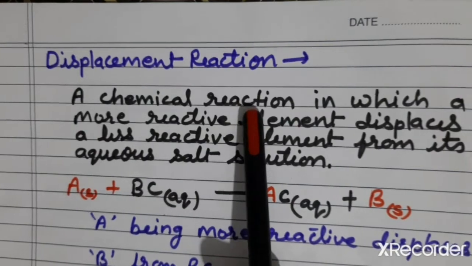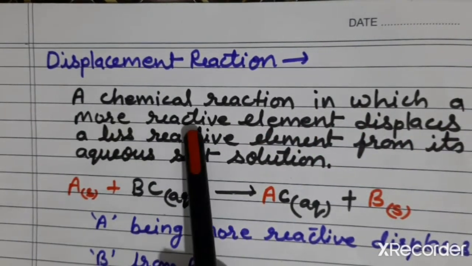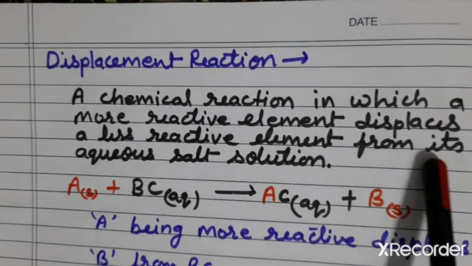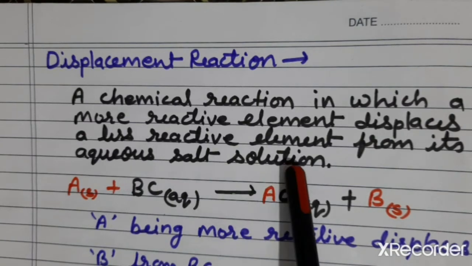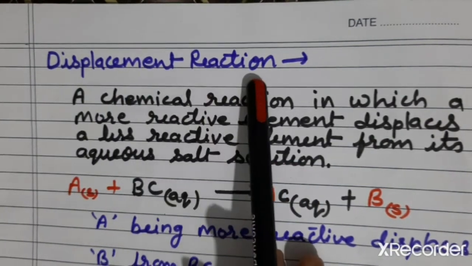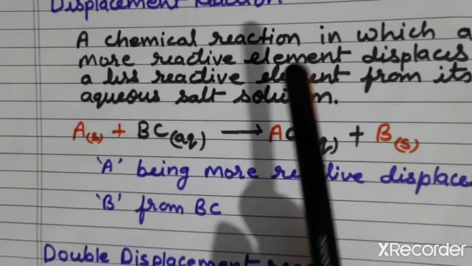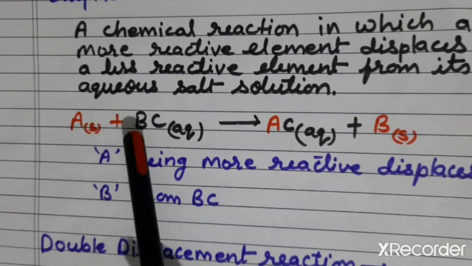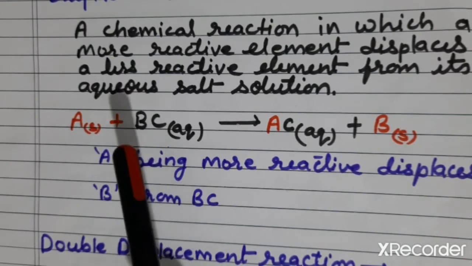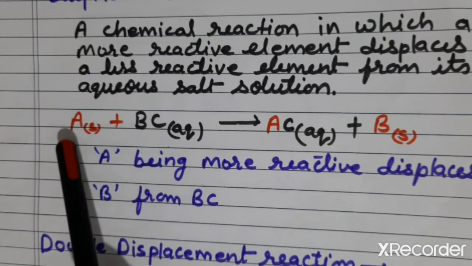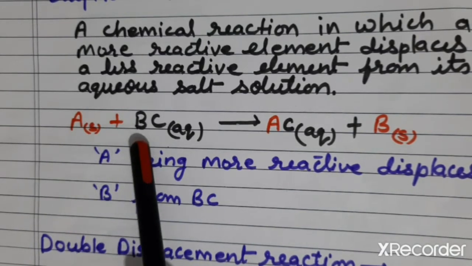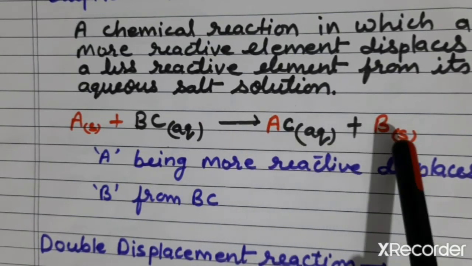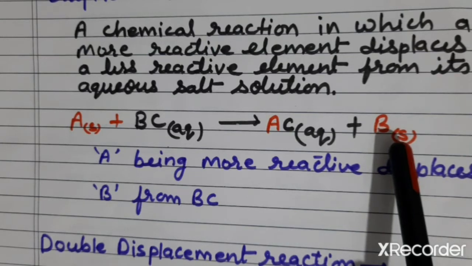A chemical reaction in which a more reactive element displaces a less reactive element from its aqueous salt solution is called displacement reaction. For example, suppose A is more reactive element and B in BC is less reactive element. So A is capable to displace B from BC. So it is forming here AC and now B is displaced by A.